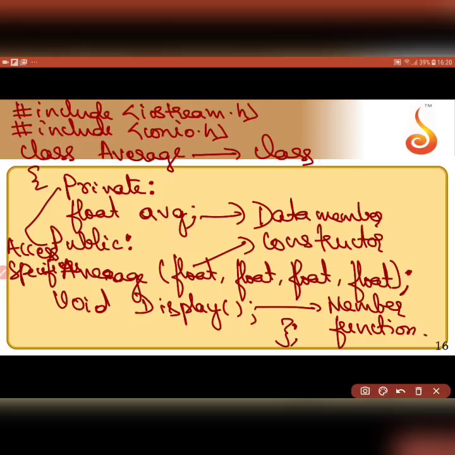Average has a parameterized constructor which is going to take 4 float values. That is, I am going to pass 4 float values, and then display is a member function which does not return any value, that is why it is void, and then these open and close brackets here are blank, so it means that I am not going to pass any values to it. So it is a no return, no argument member function. So I have closed my class here. Please make a note of it.